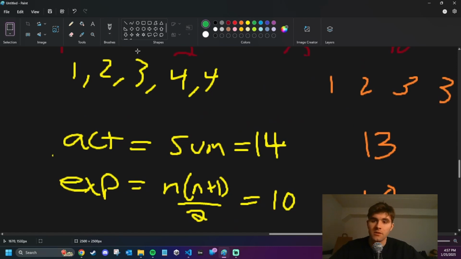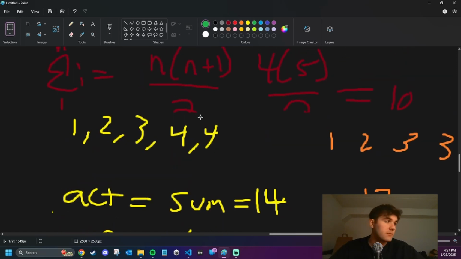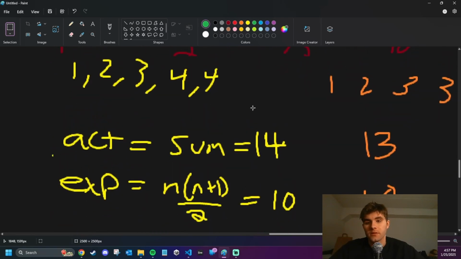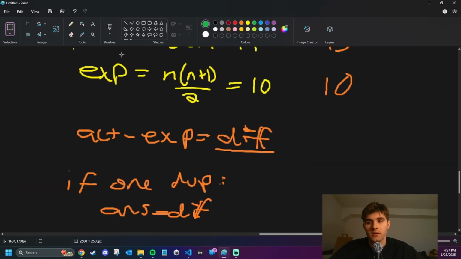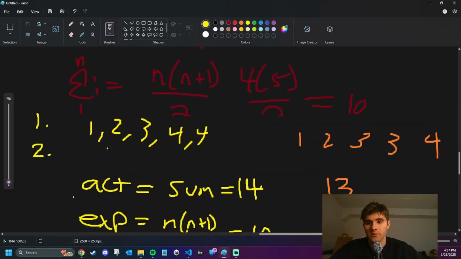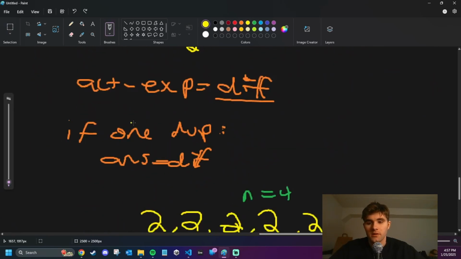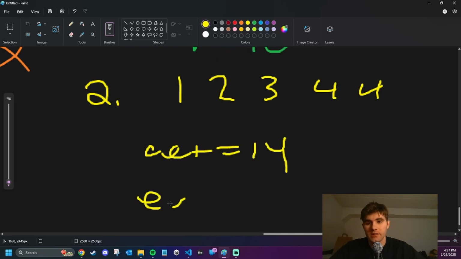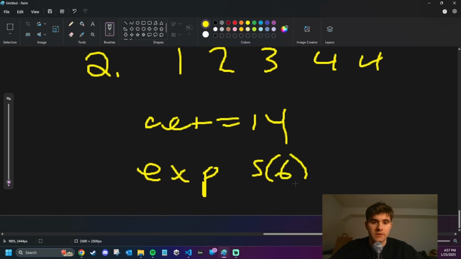So then what we could do is say what's missing. That's another way to think about it. So it's like method 1, and then method 2 would be, if you have 1, 2, 3, 4, 4, you could say the actual equals 14, and the expected equals 5 times 6 over 2, which is 15.